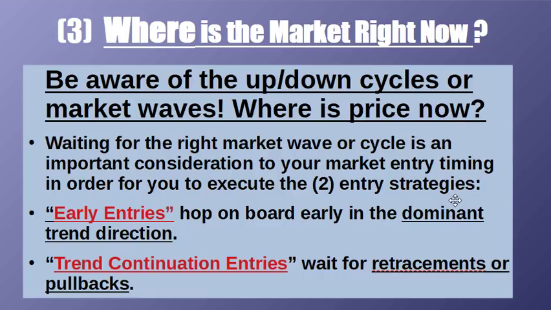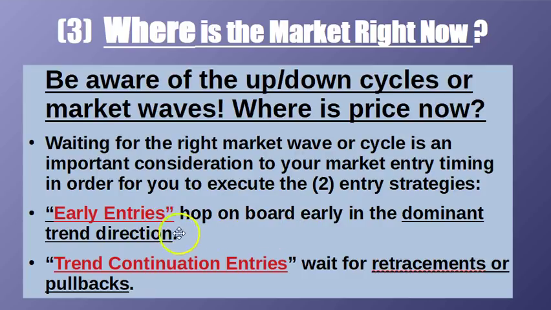Remember, our entry strategies, there's only 2. It's an early entry, and you want to hop on board early in the dominant trend direction. That happens when the moving average line, that big single line on your chart, changes its color. So the moment it changes color, let's say from pink, from a downtrend, to green, which signifies the start of an uptrend, then you look for a candle to cross it, and that would be your early entry.